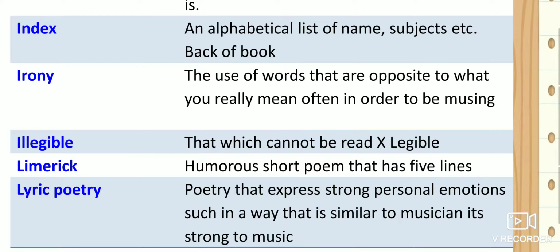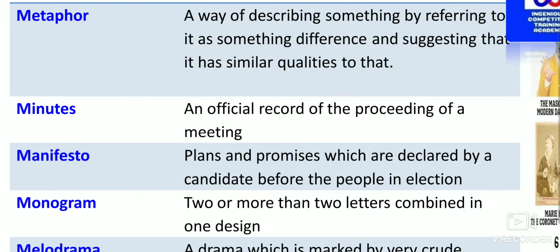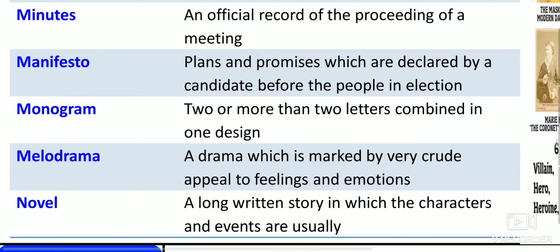Minutes means an official record of the proceedings of a meeting is known as minutes. So before going to the meeting we have to forward a few minutes. Manifesto means plans and promises which are declared by a candidate before the people in an election. That is known as manifesto. Even before flying you have to send the manifesto to the flight department, stating how many personnel are moving in it. So that manifesto gives maximum information regarding travel.